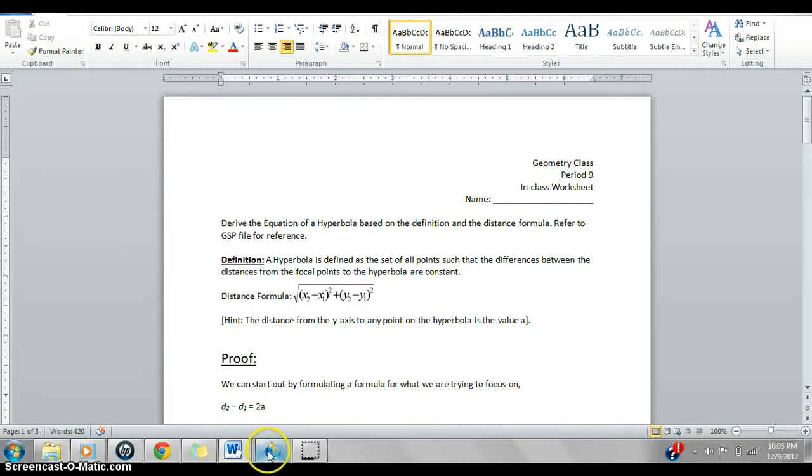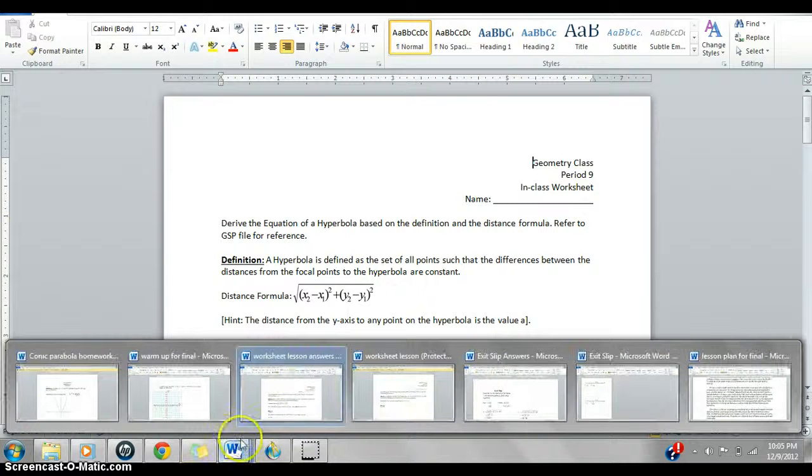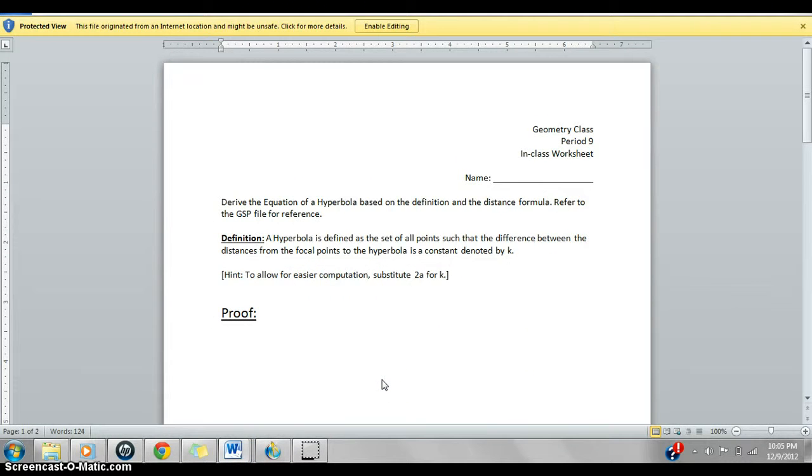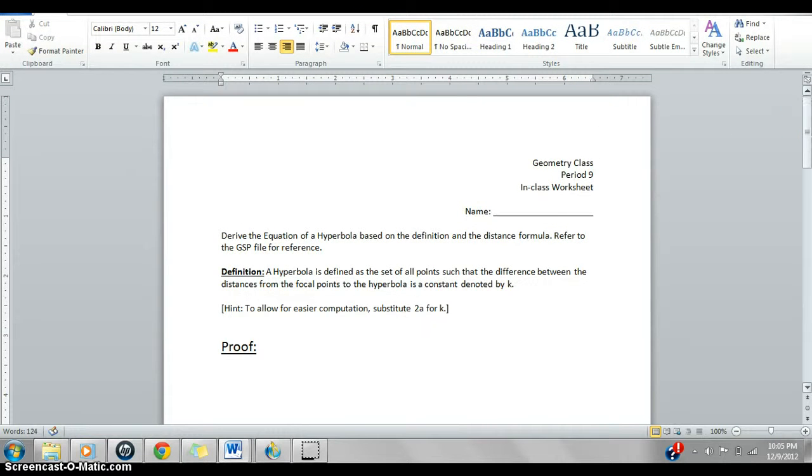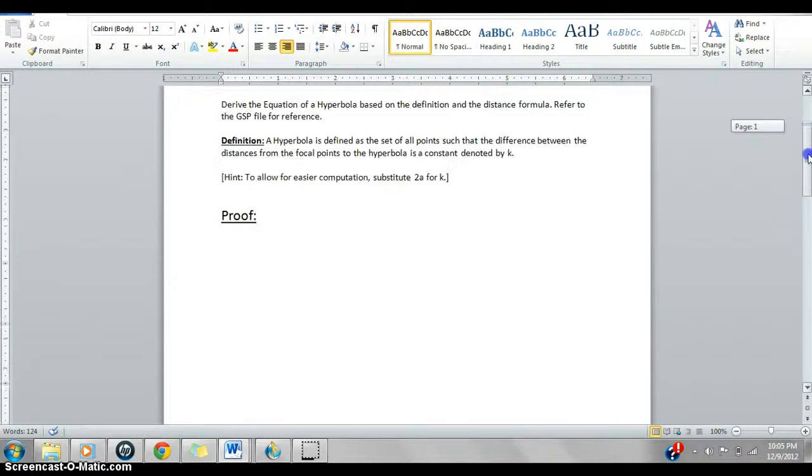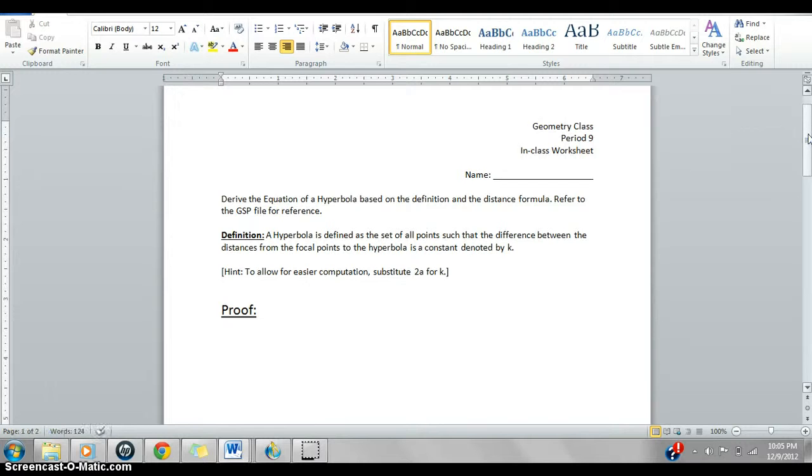So, I'm going to be giving students this sheet. It's pretty blank because we're asking a lot of these students. We want them to derive the equation of a hyperbola based on the definition and the distance formula, and we ask them to refer to that GSP file I just showed you for reference. So we give them the definition. A hyperbola is defined as the set of all points such that the difference between the distances from the focal points to the hyperbola is a constant, and we're denoting that constant by k.